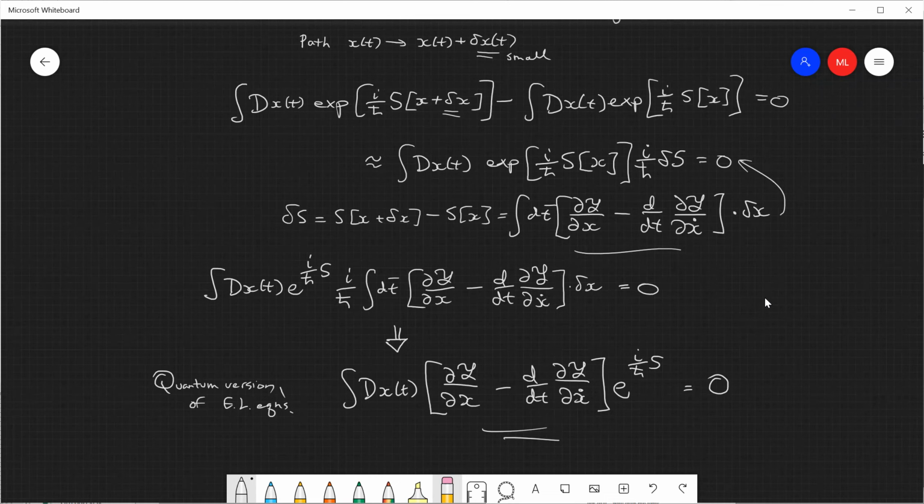And then next time we'll do more applications of this. We'll do Aharonov-Bohm, and we'll also talk about how path integrals are used in finance.